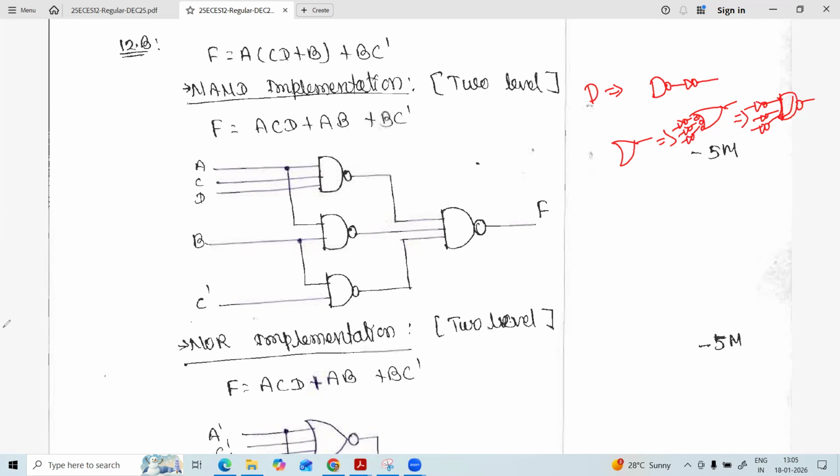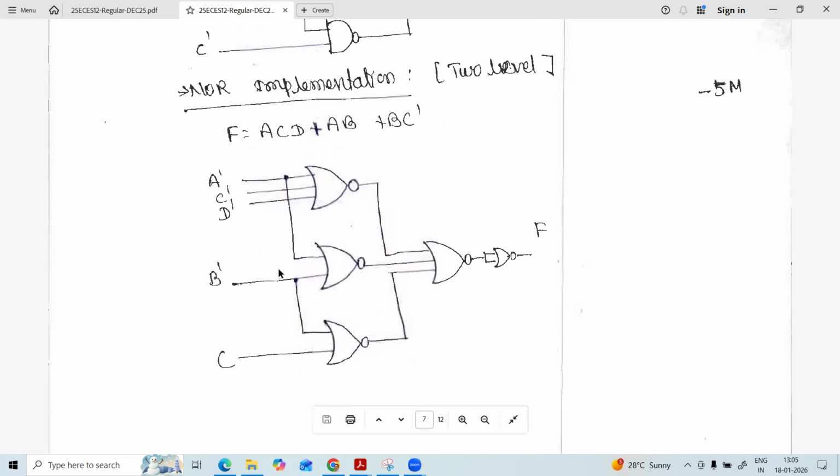Similarly, next is using the NOR gates. A similar logic is used as with the NAND gates. How we changed AND there, that operation takes place here for the OR gates, and what we did there for the OR gate, we do here for the AND gates. That is the basic concept behind this.